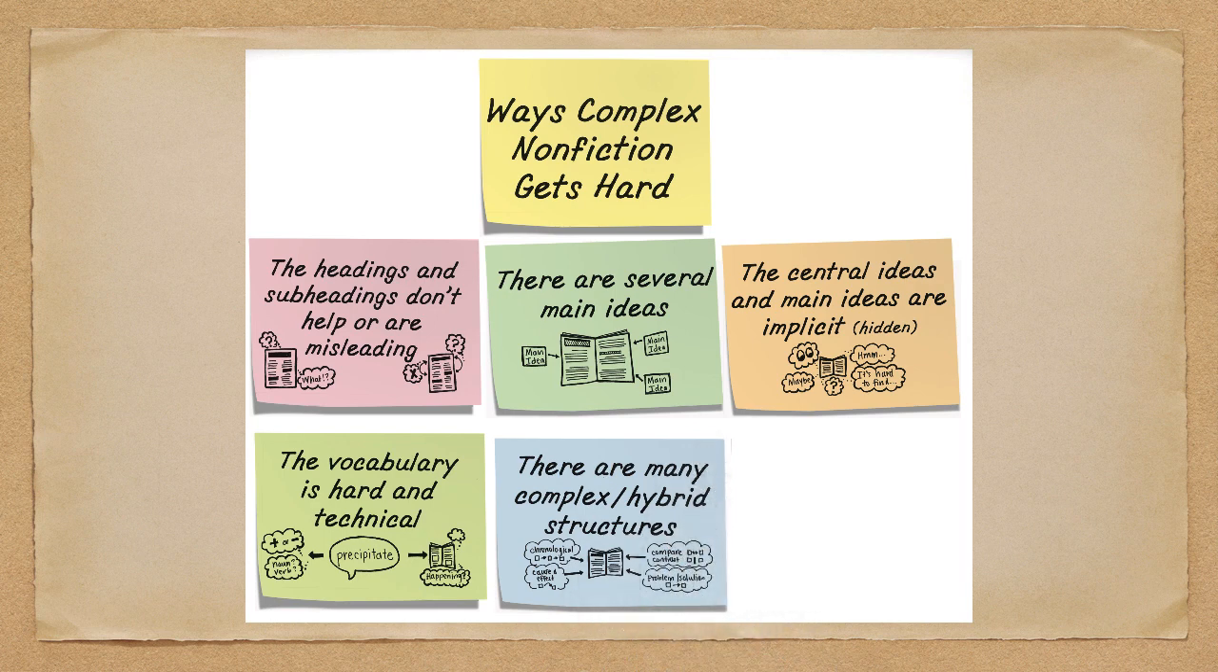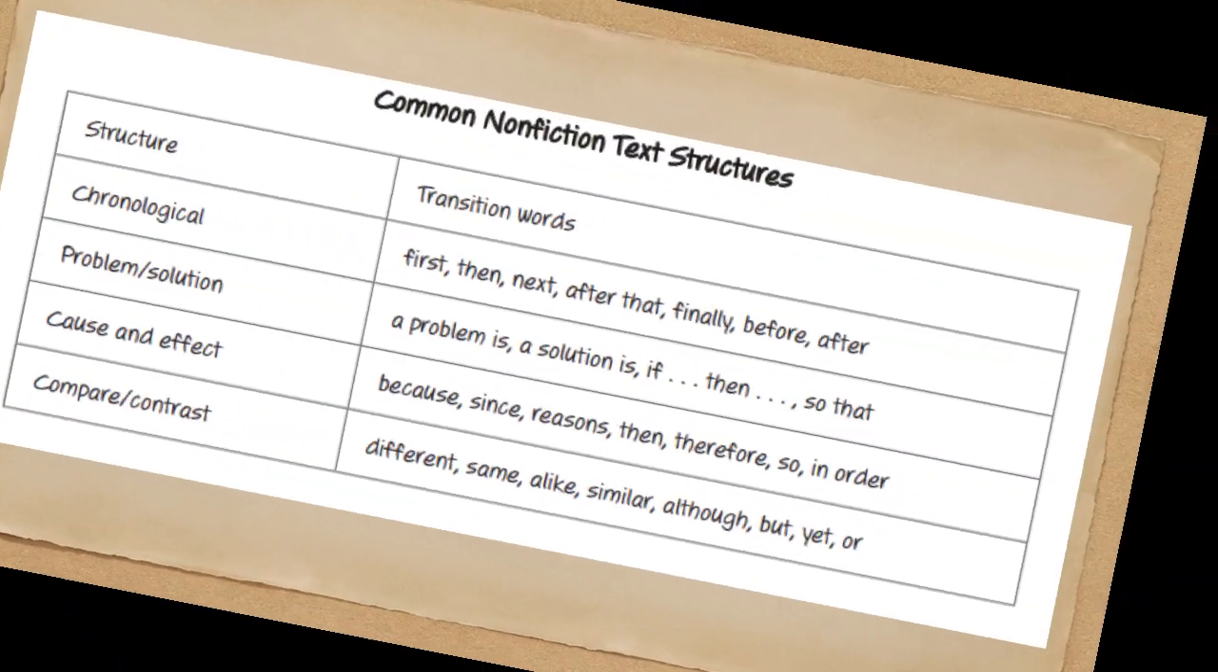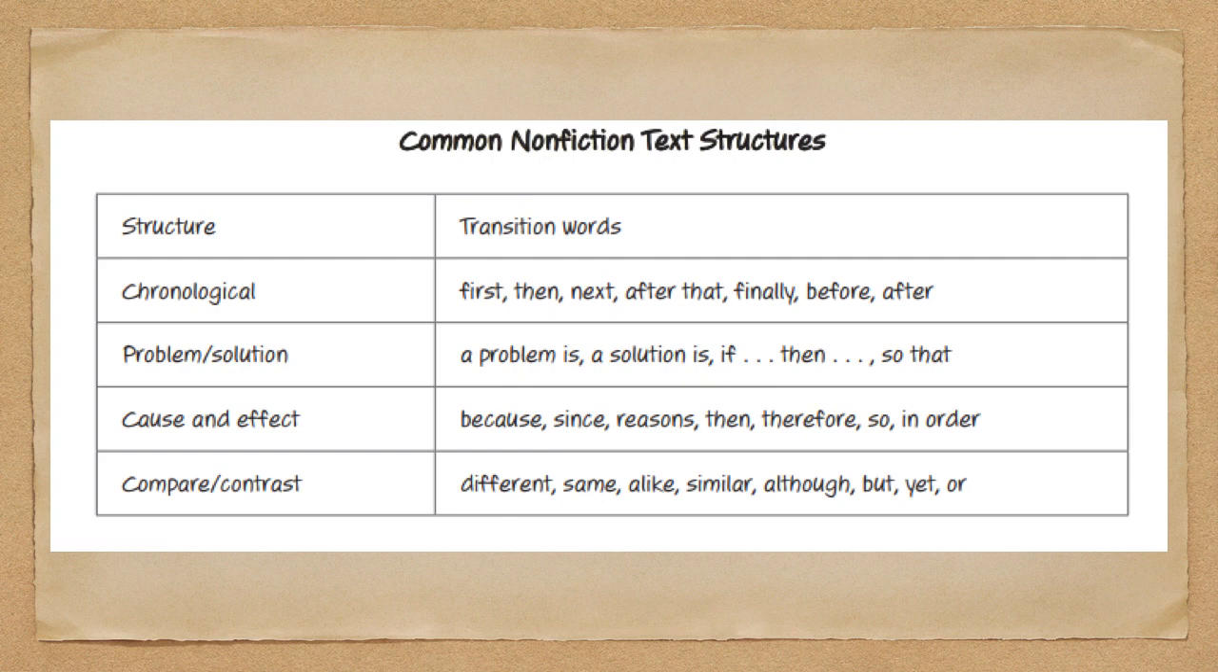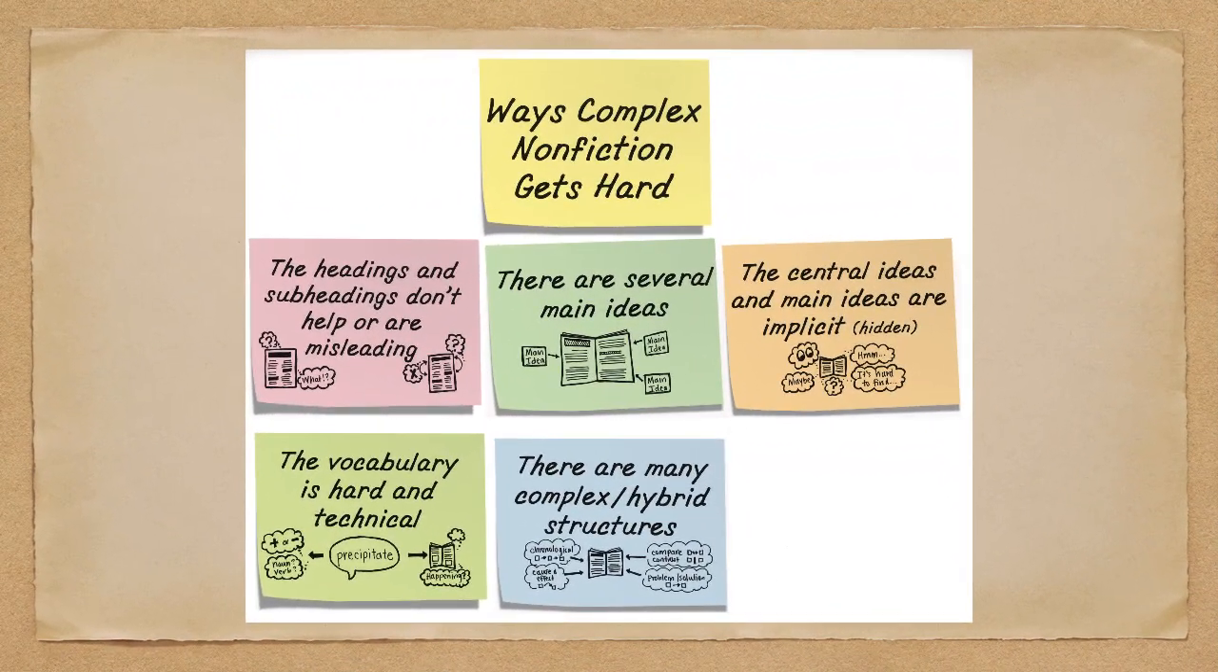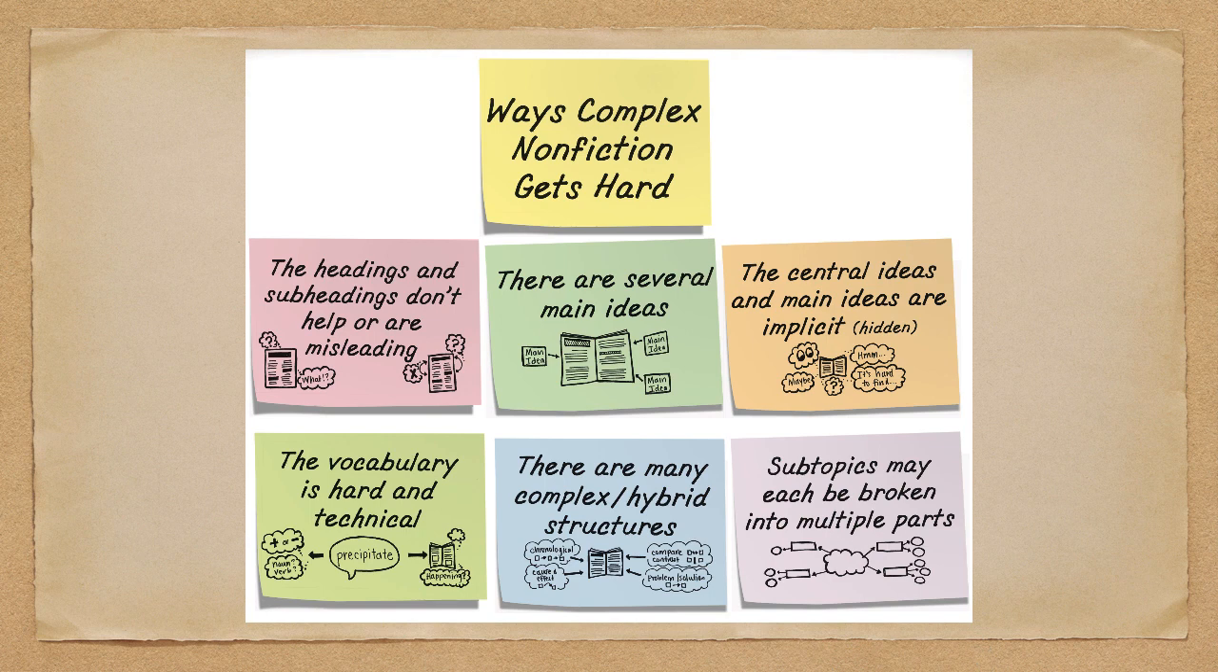Okay, so here's our anchor chart then with a new addition. There are many complex and hybrid structures. And we've got a chart here that will help us remember common structures in texts and transition words that signal each text structure. By the way, this chart shows up in your journal today, but it's blank. I wonder if I'm going to require that you fill it in. And if that wasn't bad enough, that one text has several structures. The book usually breaks into subtopics, and each of those can have multiple text structures.